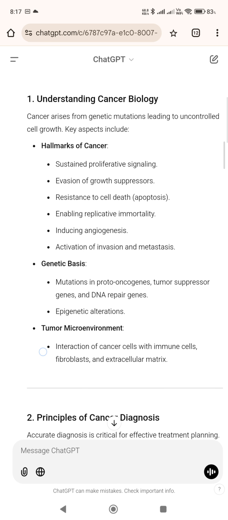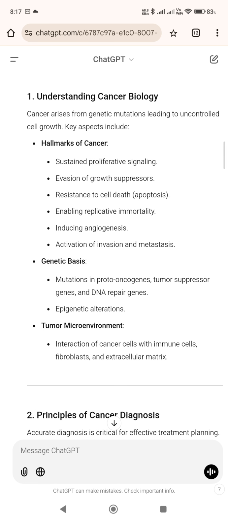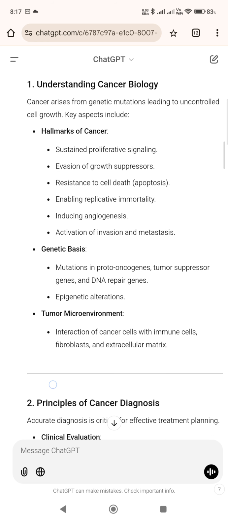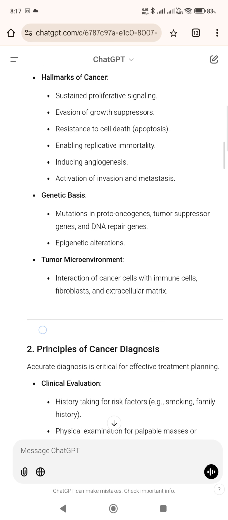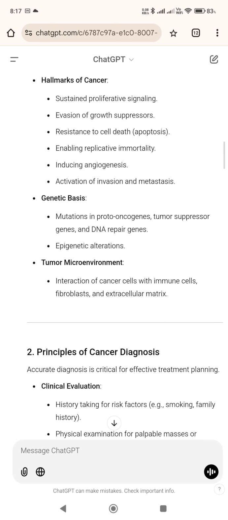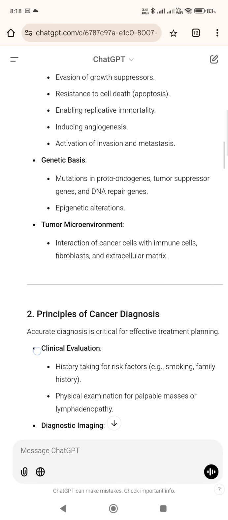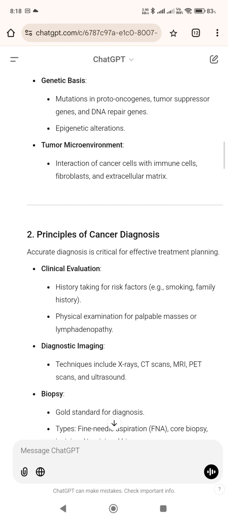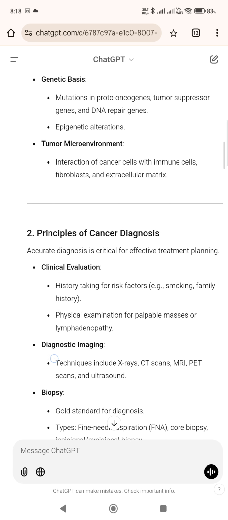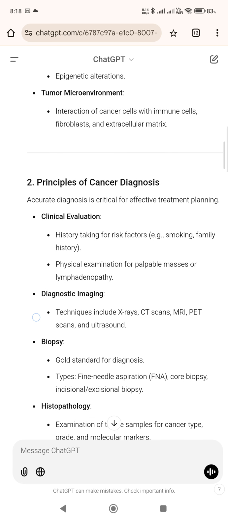1. Understanding cancer biology. Cancer arises from genetic mutations leading to uncontrolled cell growth. Key aspects include hallmarks of cancer: sustained proliferative signaling, evasion of growth suppressors, resistance to cell death (apoptosis), enabling replicative immortality, inducing angiogenesis, activation of invasion and metastasis. Genetic basis: mutations in proto-oncogenes, tumor suppressor genes, and DNA repair genes. Epigenetic alterations: tumor microenvironment, interaction of cancer cells with immune cells, and extracellular matrix.